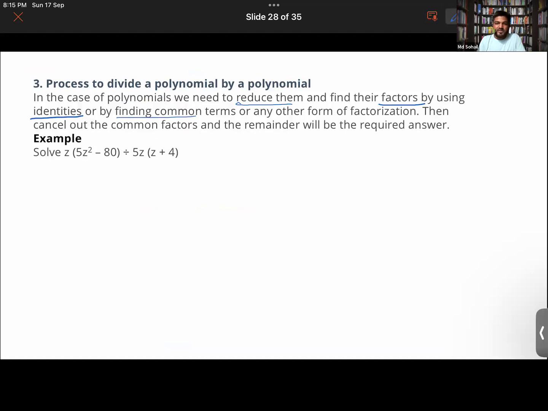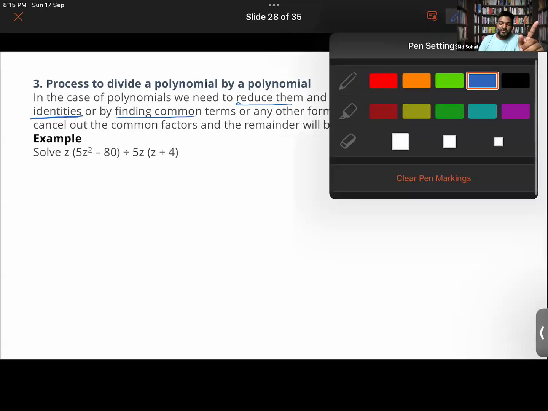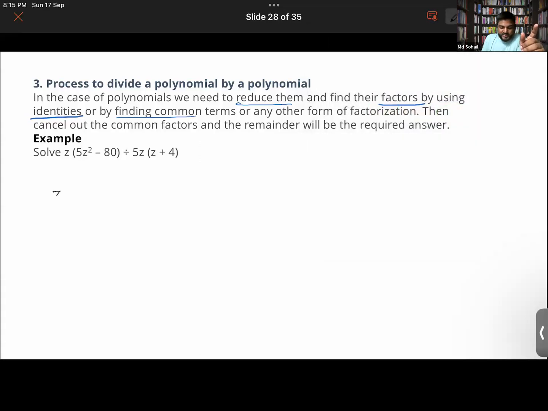Remember, you had different methods for factorization: you were regrouping the terms, you were finding the common term, and you were using identities also. You can use any of the methods, but the first thing is that you need to bring it to the irreducible form. For example, (5z square minus 80) divided by 5z into (z plus 4). So in this one, the first thing is you need to bring it to the irreducible form.